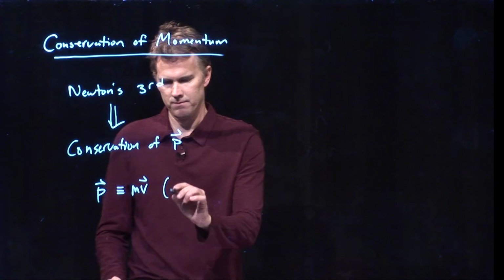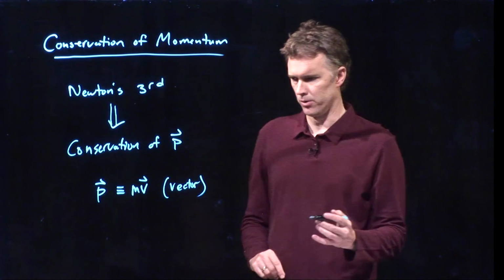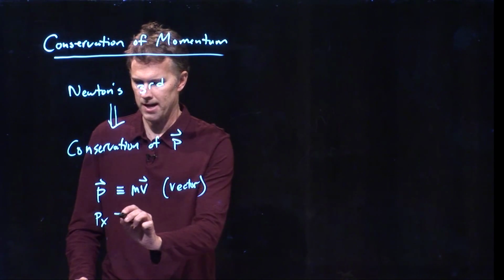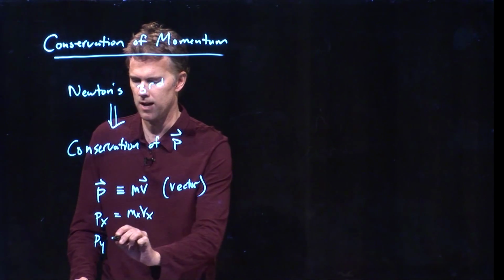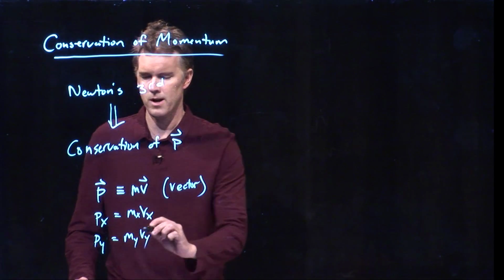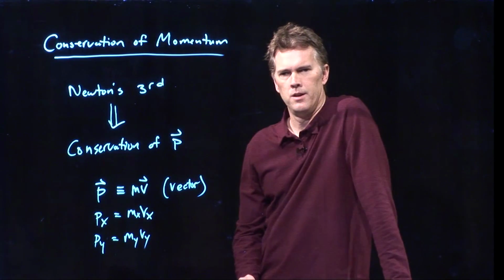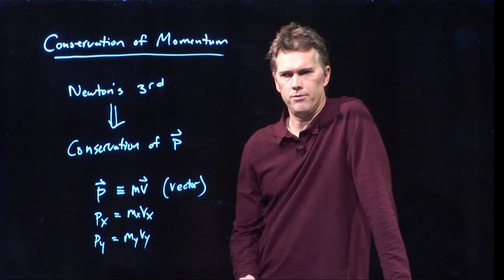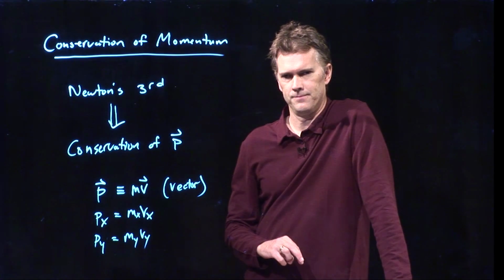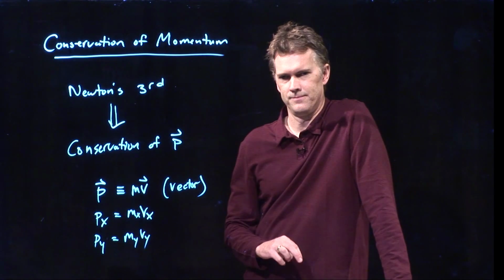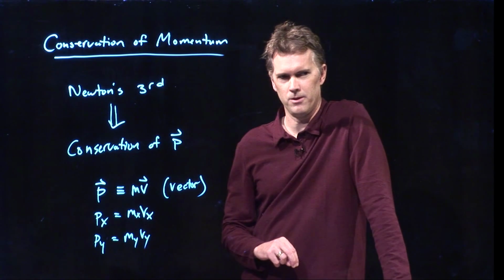It is a vector, okay, which means it has components. P sub x is m v sub x, P sub y is m v sub y. Okay. It has vector components. Now, anybody have any problem with what I just wrote? I'll give you a hint. You probably should have a problem with what I just wrote.